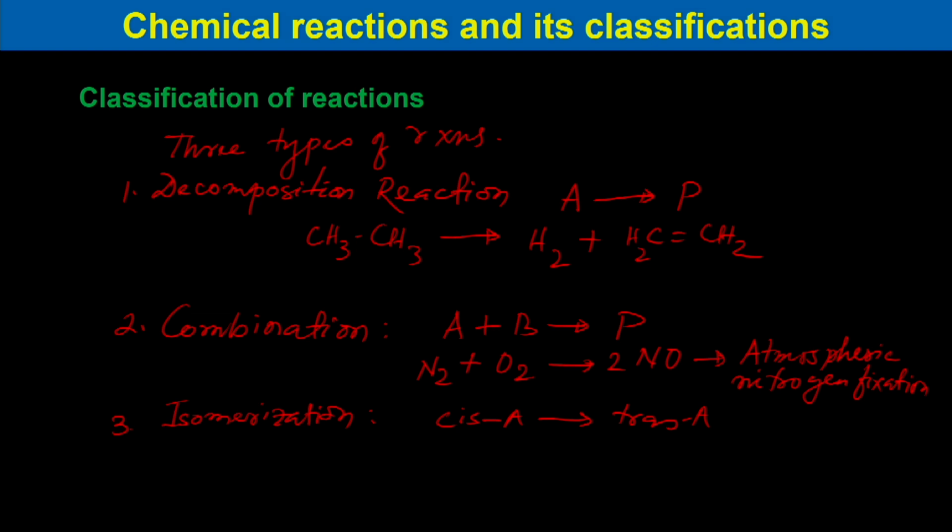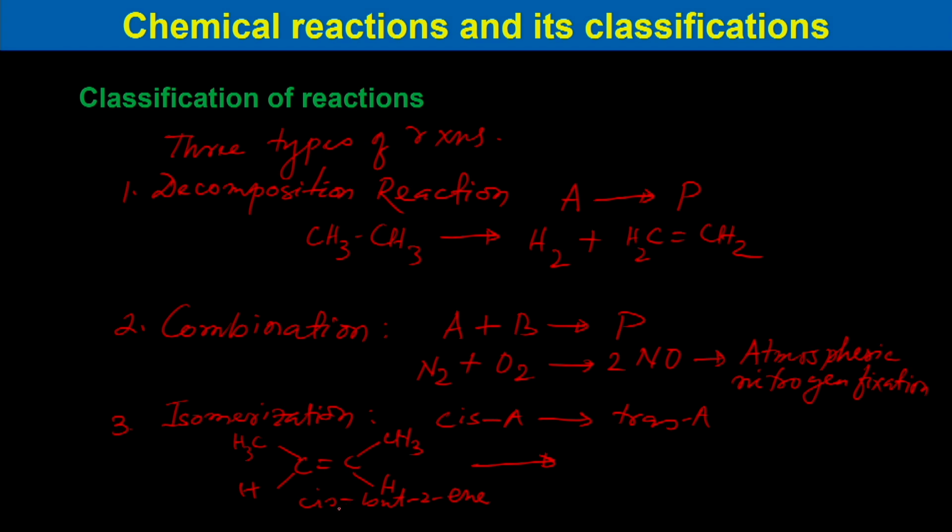So, cis-trans isomerization of a particular compound, like if we consider cis butene: C double bond C, with CH3 and H. Cis means the same groups are on the same side. So, this is cis butene and this is converted to trans.